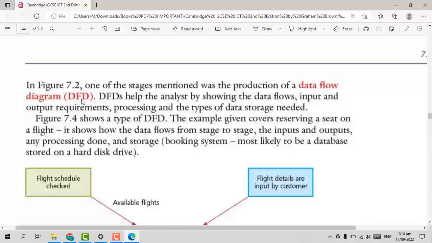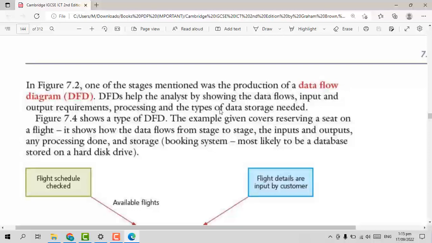One of the stages mentioned was the production of the data flow diagram, or DFD. DFDs help the analyst by showing the data flow. It shows, number one, the data flow. Next, it shows input and output requirements. Next, it shows processing and the types of data storage needed. Now that is what the data flow diagram shows.